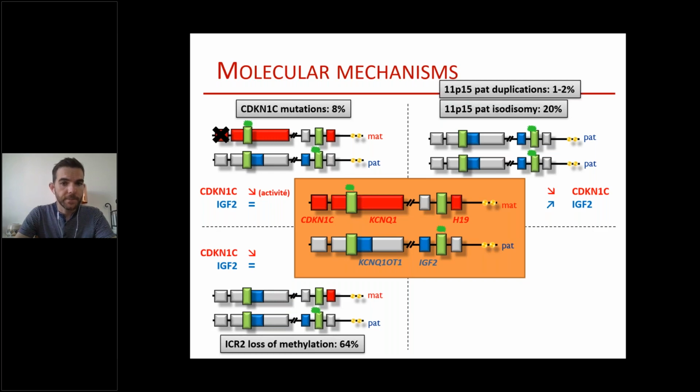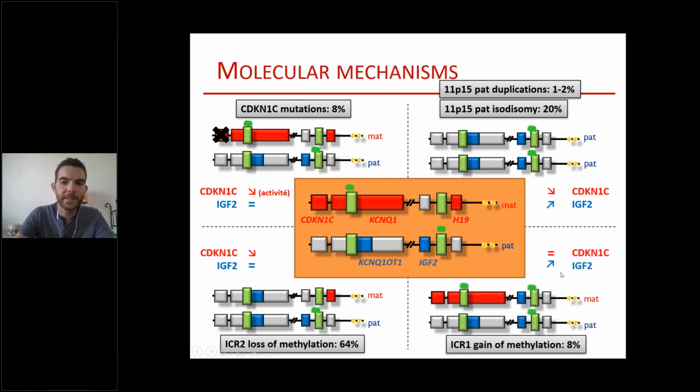The most frequent molecular defect is called ICR2 loss of methylation. So in this condition, you can lose the methylation at the maternal ICR2 here. And if you lose methylation at ICR2 on the maternal allele, then you will lose the expression of CDKN1C from the maternal allele. So you will lose the brake of the fetal growth, and that will lead to overgrowth.